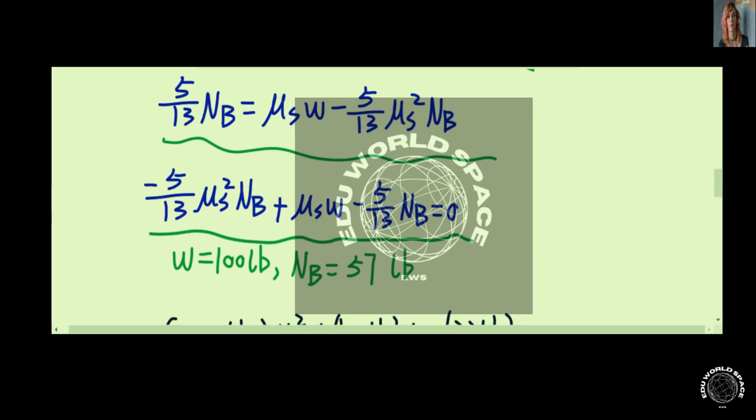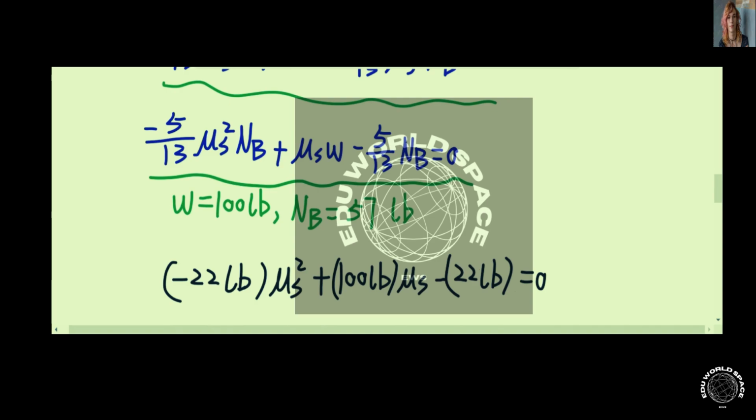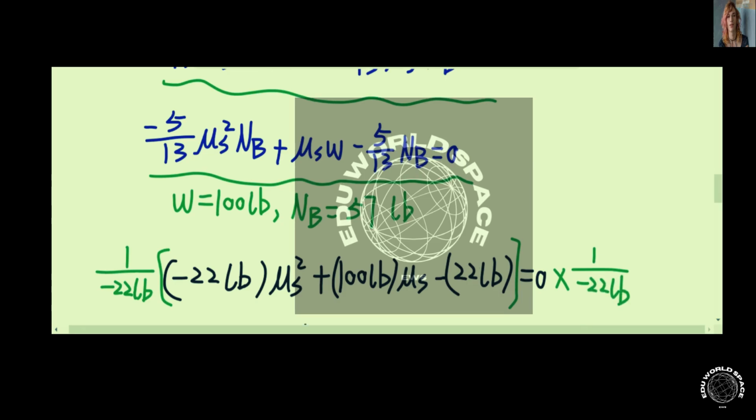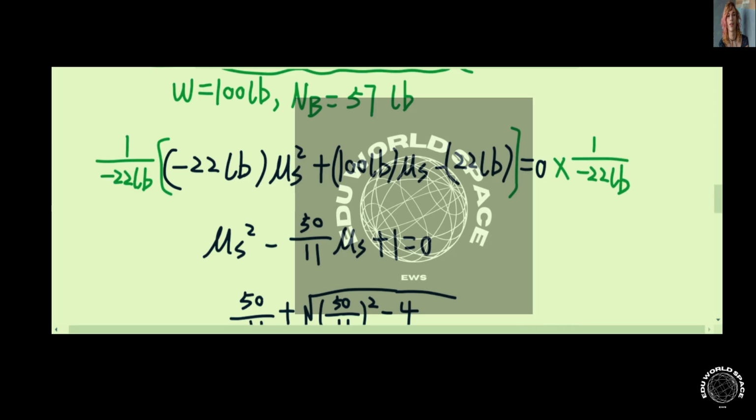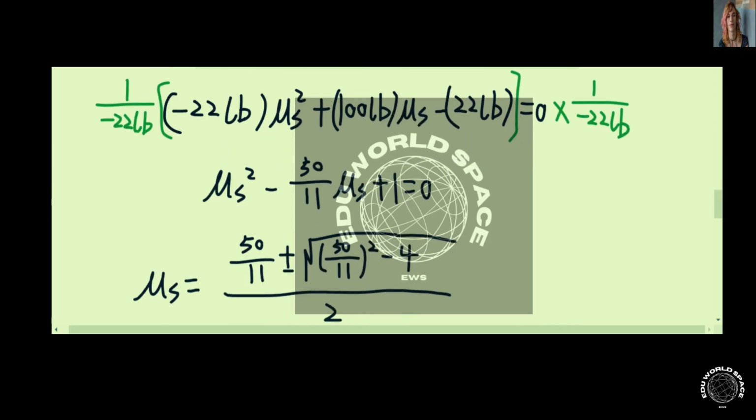We know the gravity of the bar is given as 100 pounds, and the normal force at point B is 57 pounds. So now we can plug these values back into the equation. We'll have such an equation here. So now let's divide by negative 22 pounds on each side. And this will give us such an equation here. So now we can apply the formula to determine the coefficient of the static friction in this case.